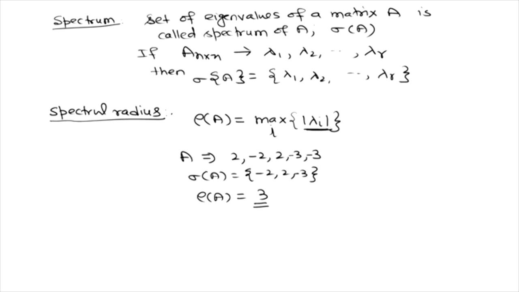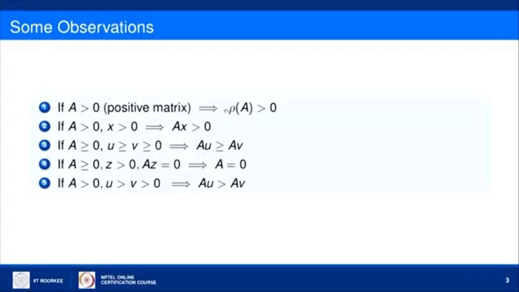So, this is all about the definitions of spectrum and spectral radius, because we will use these two terms quite frequently in this lecture. The first thing is, if A is a positive matrix, then the spectral radius of A will be greater than 0. A simple justification is that if the spectrum of A contains only 0, then only the spectral radius of A can be 0, otherwise it is not, because we are taking the absolute value.